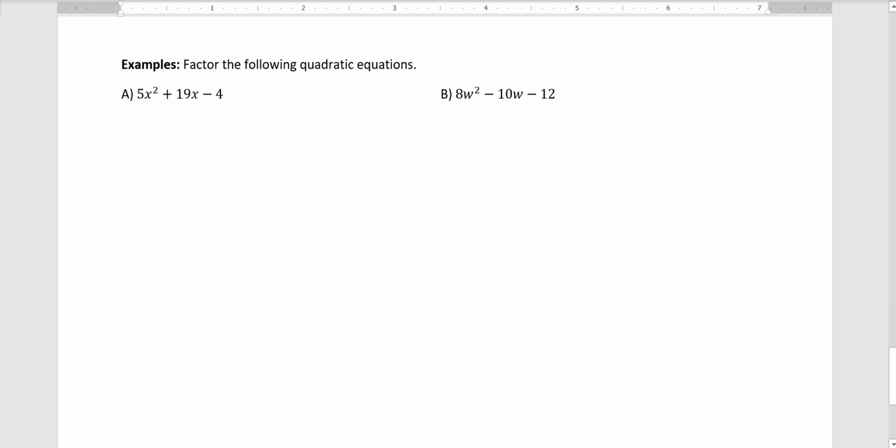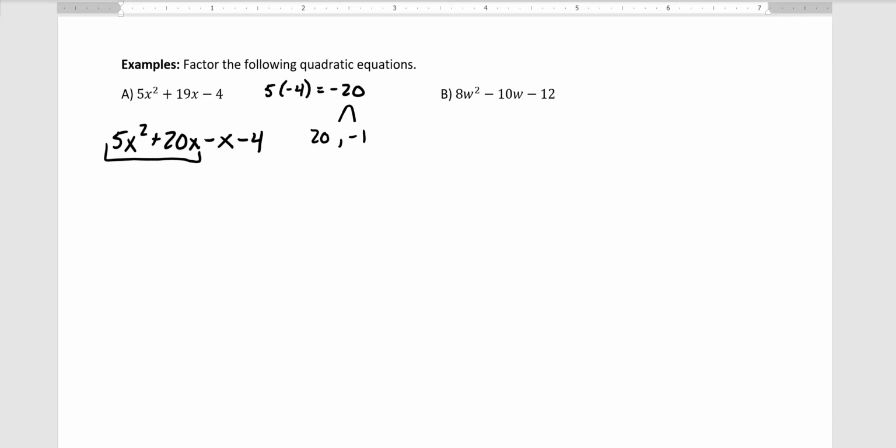So this first one, 5x squared plus 19x minus 4. No GCF, so I start by multiplying 5 times negative 4. That gives me negative 20. So I need numbers that multiply to negative 20 and add to 19. Hopefully we caught those pretty easily. That would be obviously 20 and negative 1. 20 times negative 1 gives me negative 20. 20 plus negative 1 gives me the 19. So we'll rewrite here 5x squared plus 20x minus x minus 4.